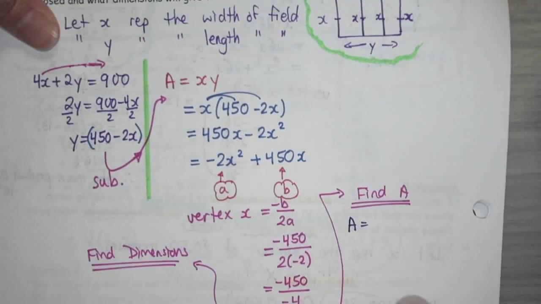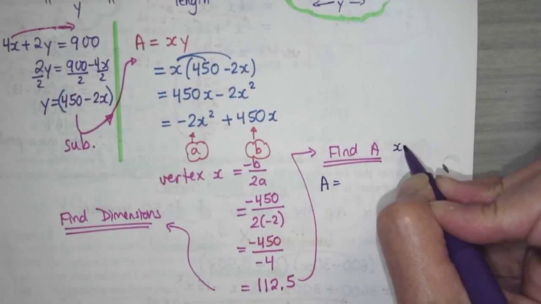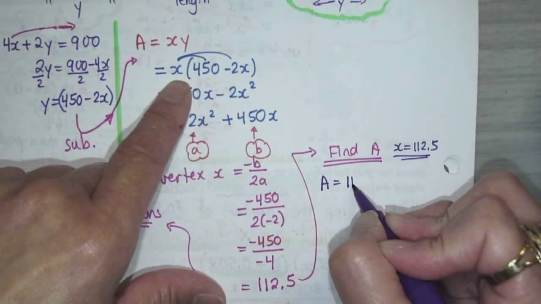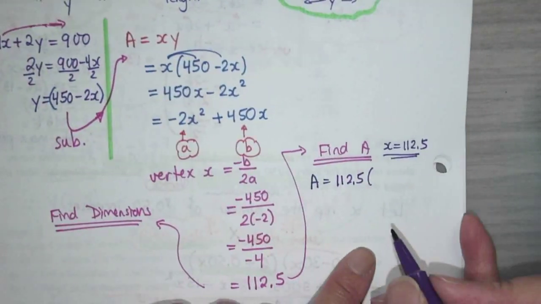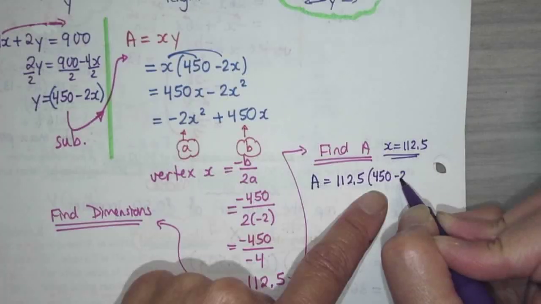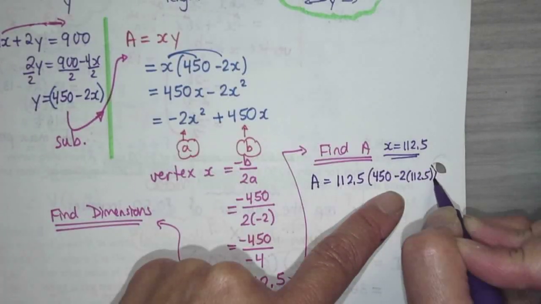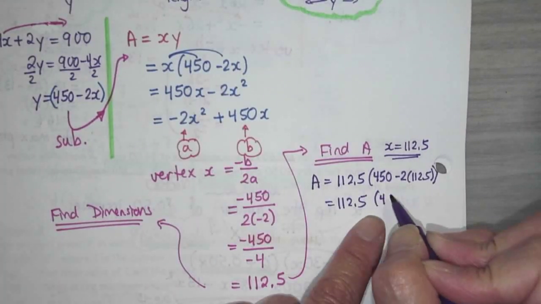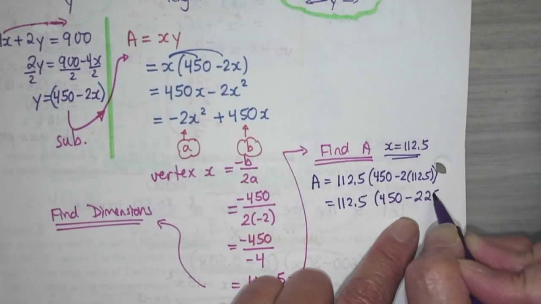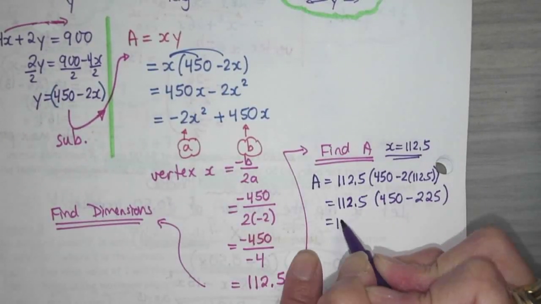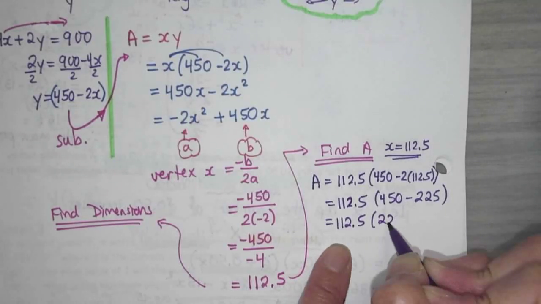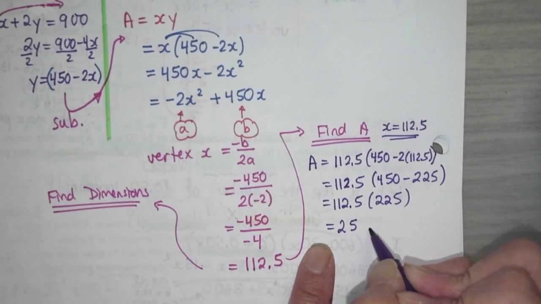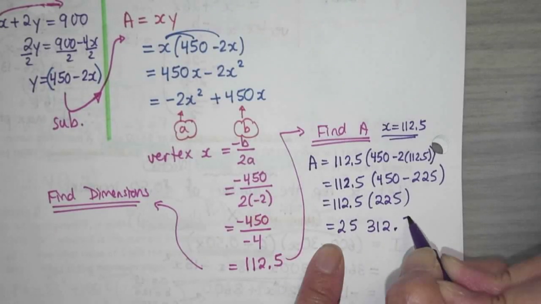So this is when here, remember this is x, so x now equals 112.5, right? That's what we found here. So it's going to be 112.5 times 450 minus 2 times 112.5. So that's 112.5 times, and it's 450 minus 225. And it's 112.5 times 225, which gets me, big number, 25,312.5.